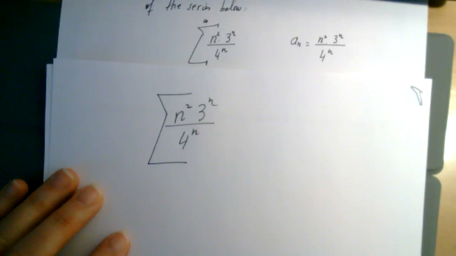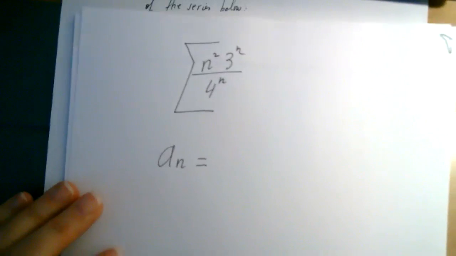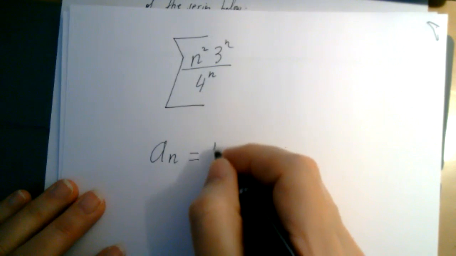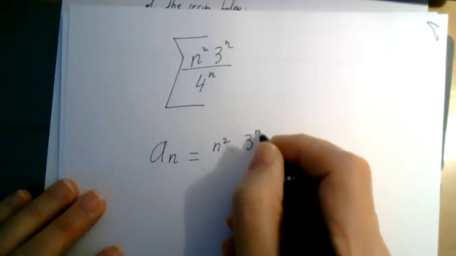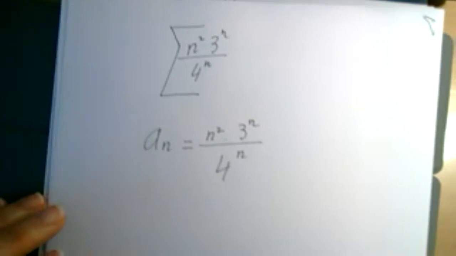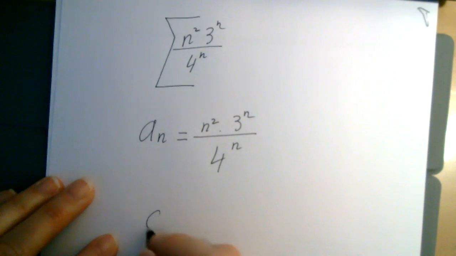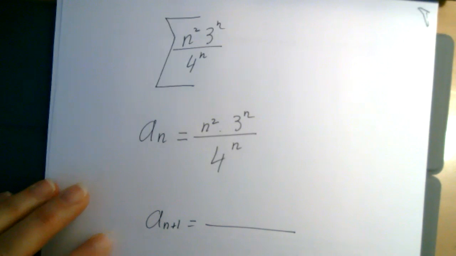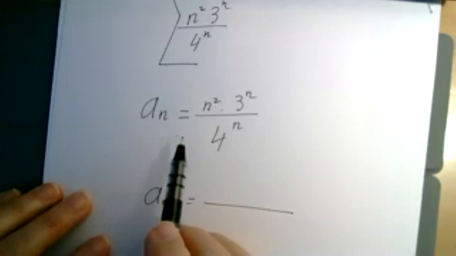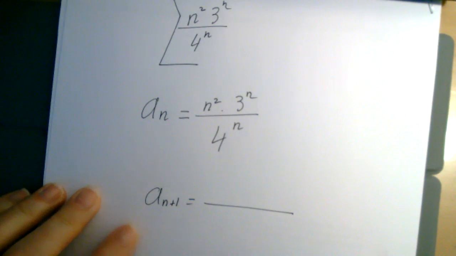How do we use it? I'm going to look at a_n. What is a_n here? My term is n squared. So this is a series of positive terms, and the limit comparison gets me nowhere. What is a_{n+1}? a_{n+1} means the term that should come after a_n.